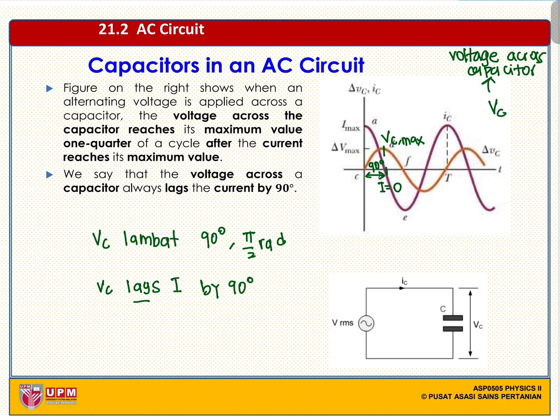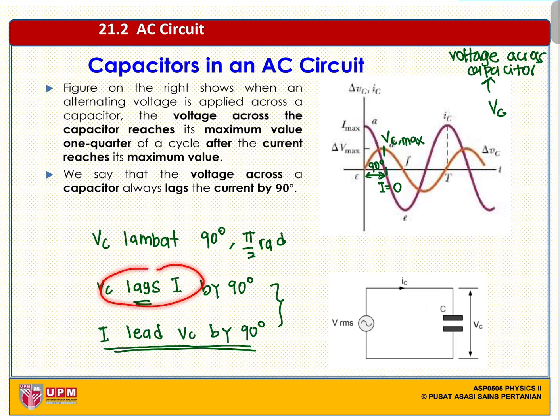Okay, kalau lag ni meninggalkan lah. Kalau kita nak cakap current lead VC, mendahului VC by 90 degree. So kat sini kadang-kadang dia suka guna ayat ni untuk mengelirukan awak. Dia tanya current tu lead atau lags VC. Awak ingat this one, VC lags I, bermaksud I tu yang akan mendahului VC.